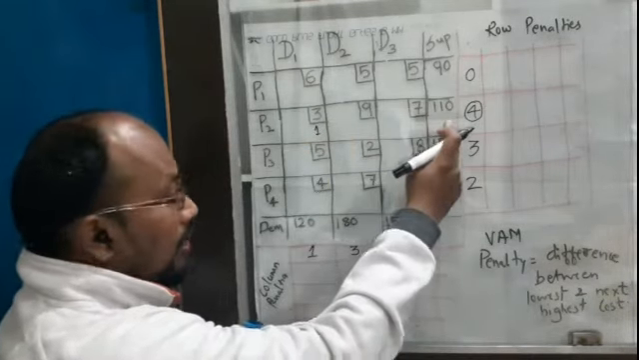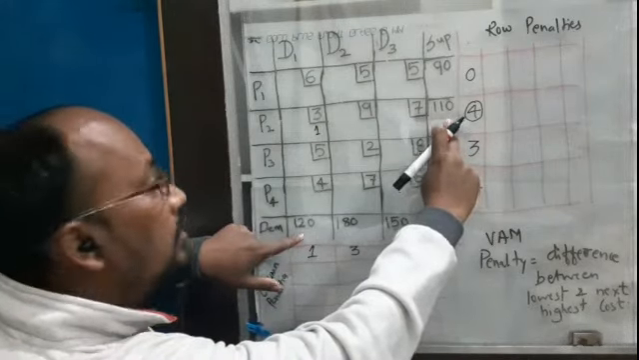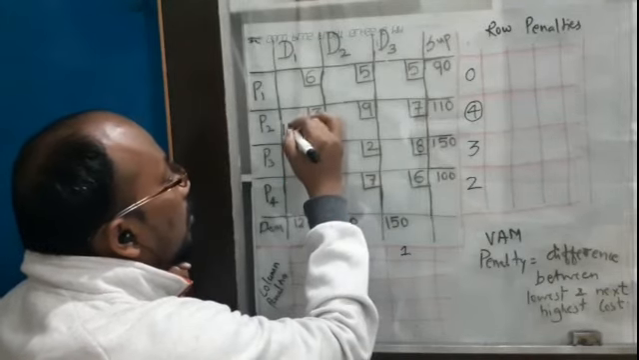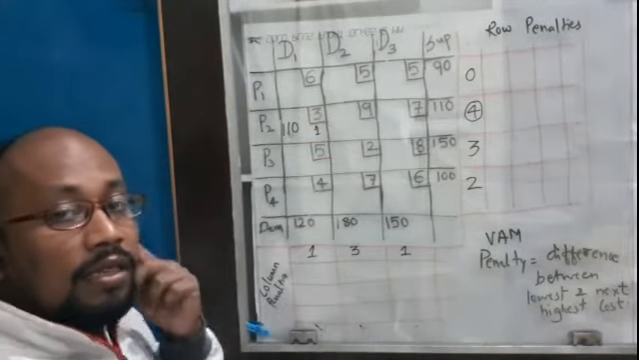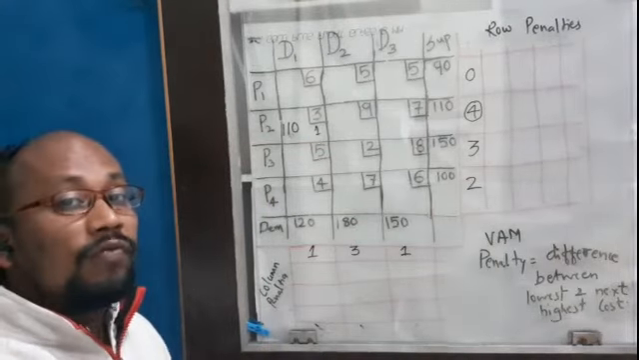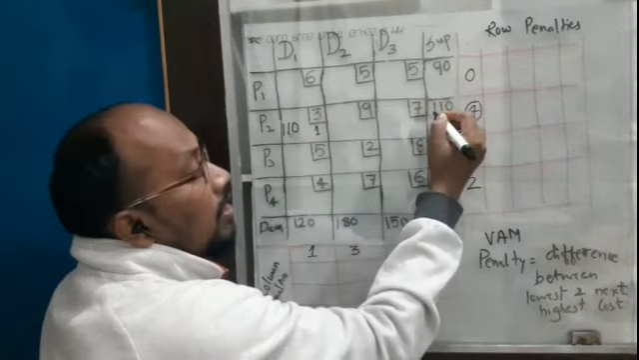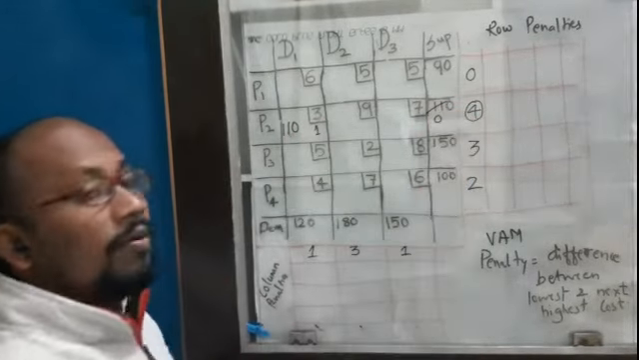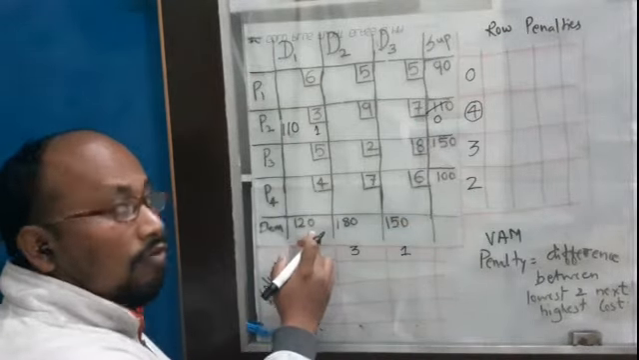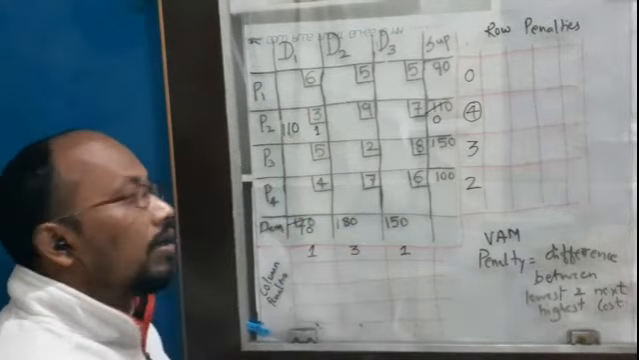P2 can give 110 and D1 requires 120. The minimum of both is 110, so we will allocate 110 units here. Then we will update the supply capacity and the requirement of the destination. Out of 110, 110 has been transported, so nothing is left with P2. Out of 120 demand required by D1, 110 is satisfied, remaining is 10.